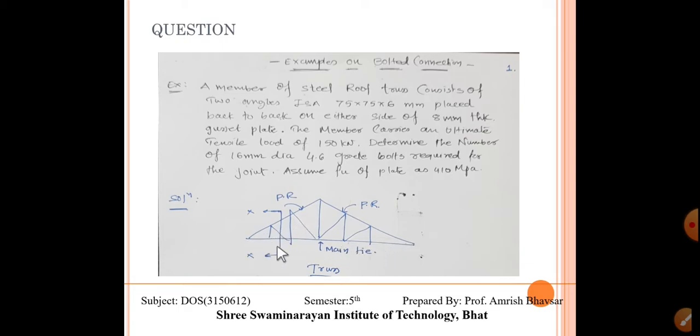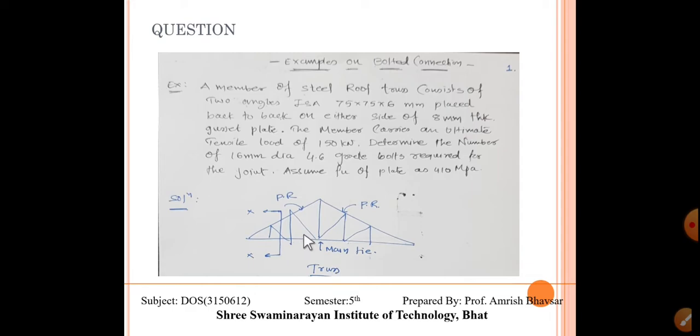But the simple thing of this truss, the members, the notation of those members: this is the bottom member, it is called the main tie, and the two inclined members are called the principal rafter. These three members are the main members of this truss, and each has double angle. It is made up of double angle, back to back or toe to toe.